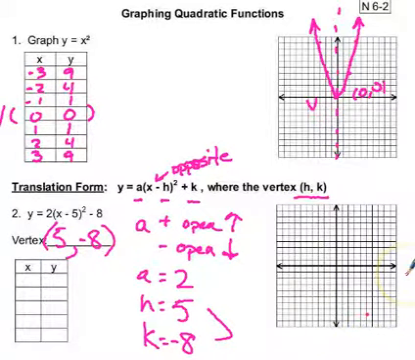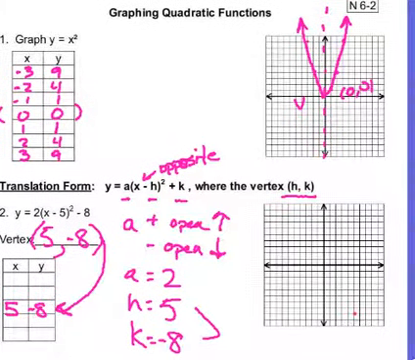So what I'm going to do is take this vertex and put it in the middle of my XY chart. I'm going to put it right here, 5, -8. That's my vertex. All right. So my vertex is at 5, -8.